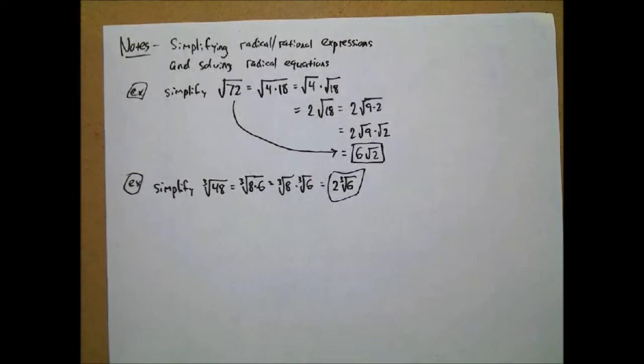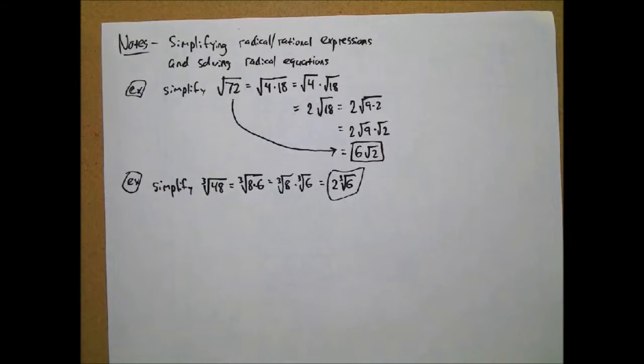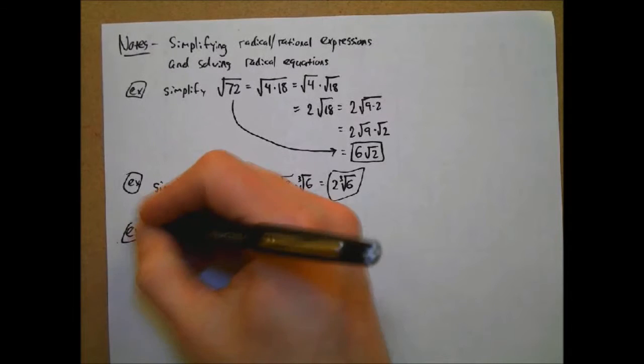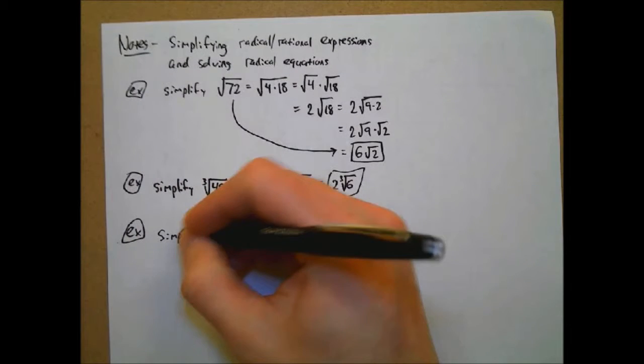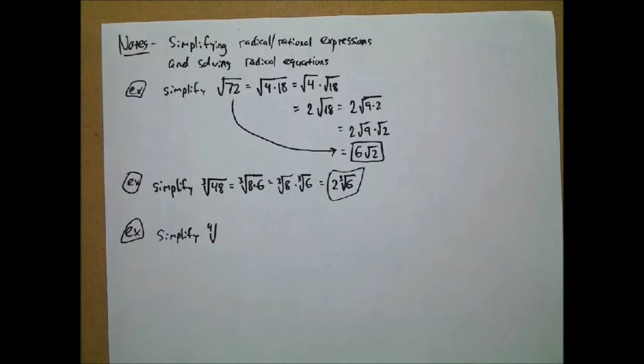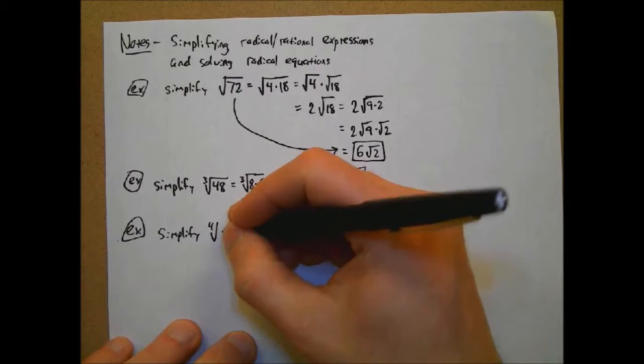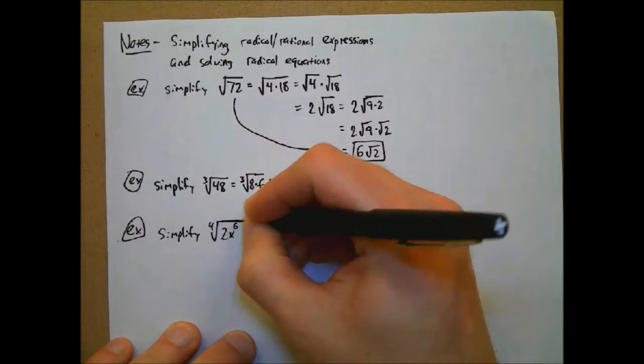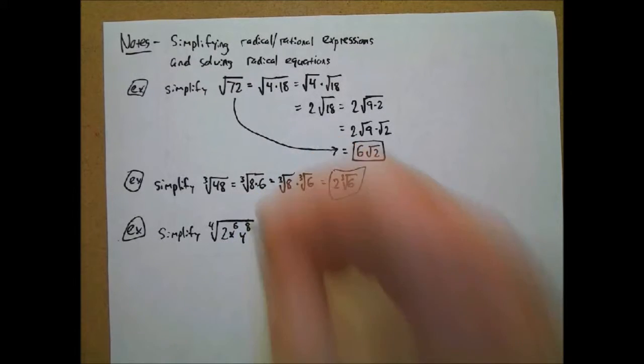And of course, if I did a fourth root, then I'd be looking for things to the fourth power. And if it was the fifth root, then you look for things to the fifth power and stuff like that. Okay? So let's jump in here then to a problem like, let's throw in some variables now. Okay, and let's do the fourth root of 2x to the 6th y to the 8th.